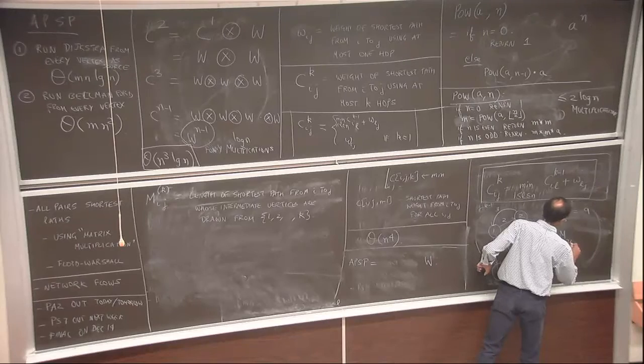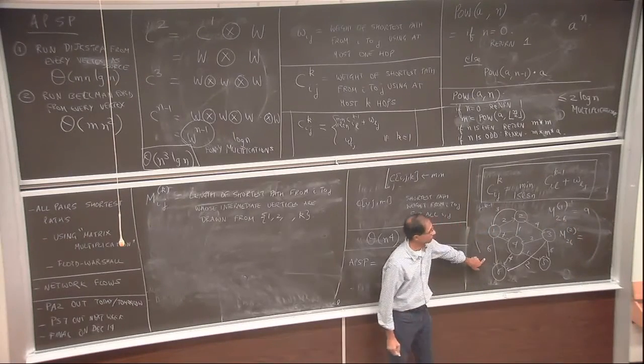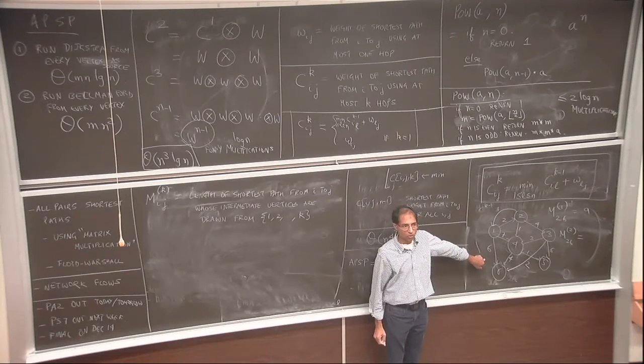What about M262? Shortest path from 2 to 6 that can only go through vertices 1 or 2. So what's the answer to that? 9. Right?